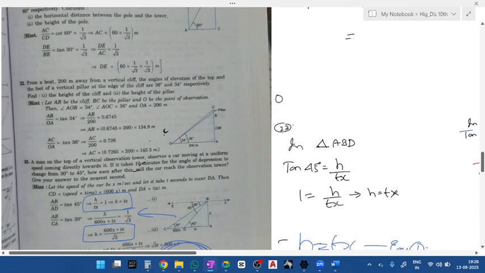Okay, give an answer to the others. 1 minute, 1 minute. Which question is the CD? CD is the speed into time. 600 meters into dA. Okay, you have to find CD, distance. 600 into.